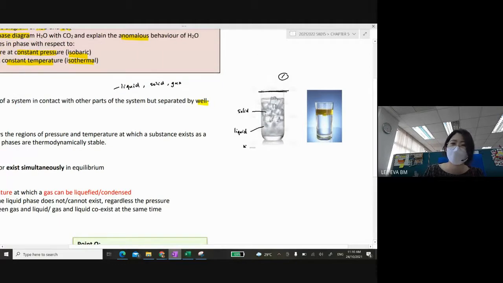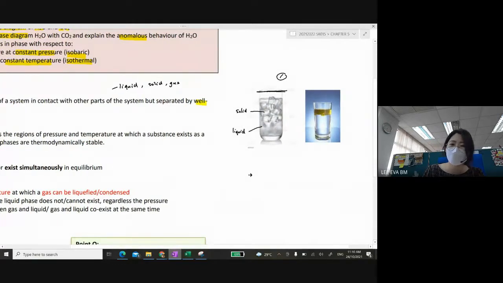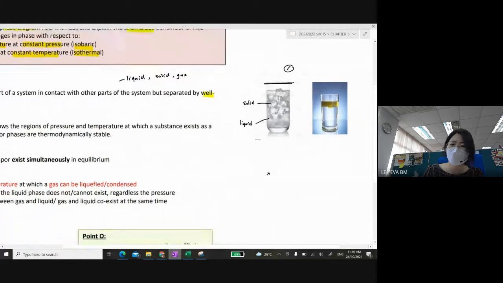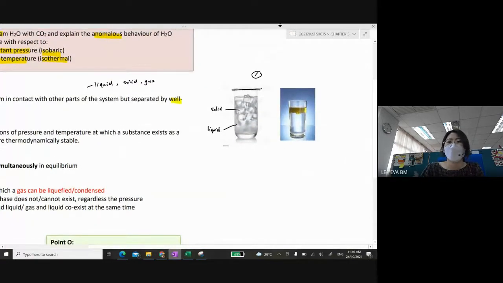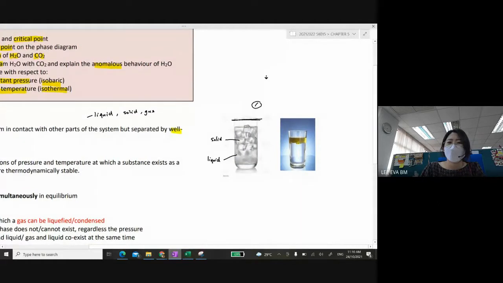Okay. Kejap ya. Apa yang berlaku? Wait for me a moment ya. Okay, it jammed for a while.